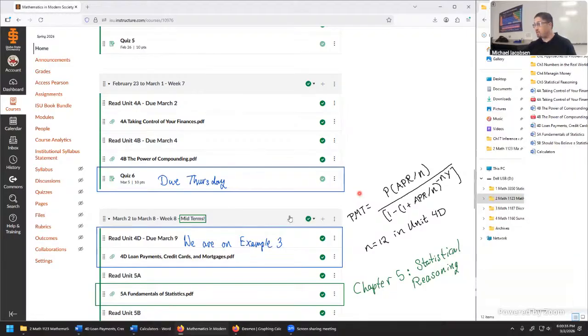Well, for where we're at so far, we're on example 3. We started it, but we just didn't get to the step of putting the information into the calculator just yet. So we have a few more examples to go through in Unit 4D, and then that'll be the entirety of Chapter 4. We're going to move on next to Chapter 5, Statistical Reasoning.